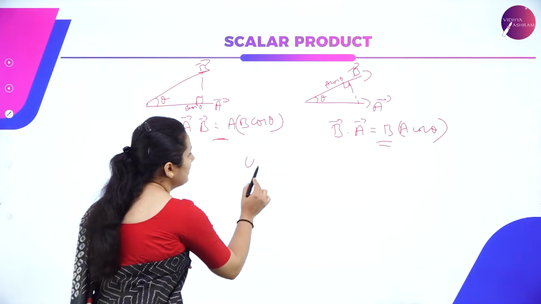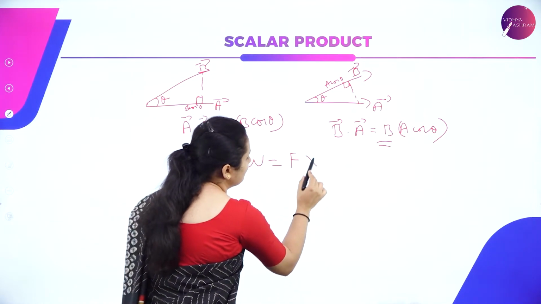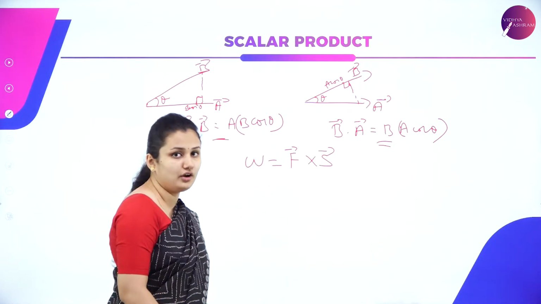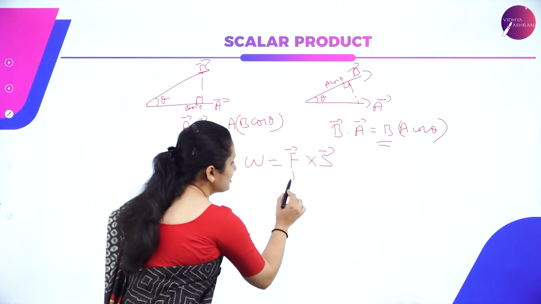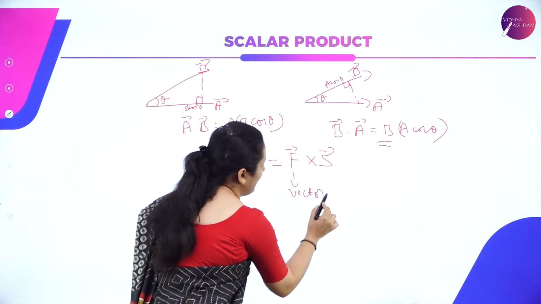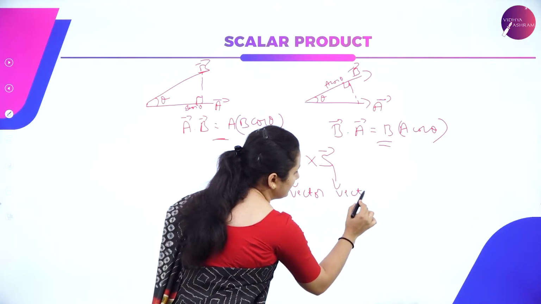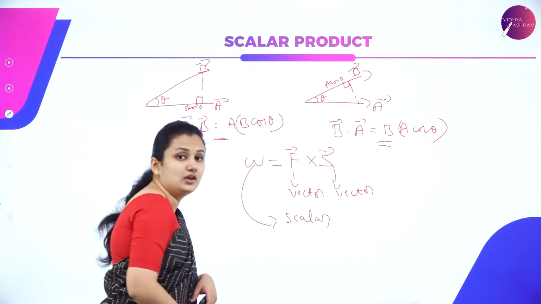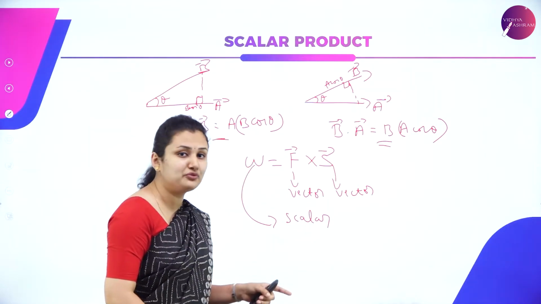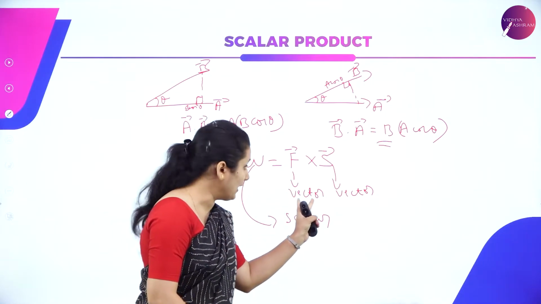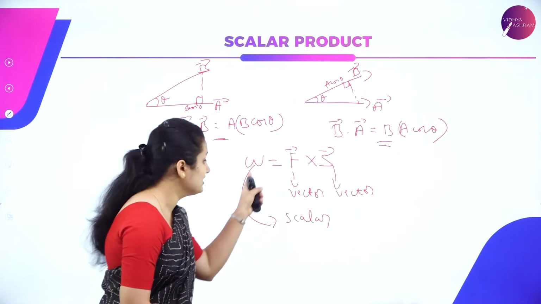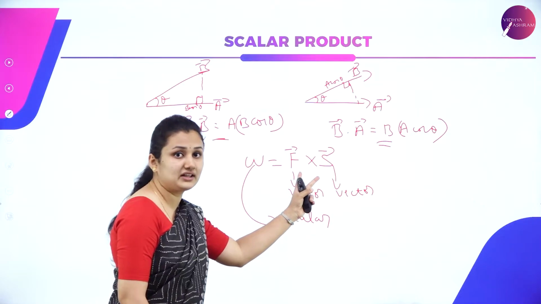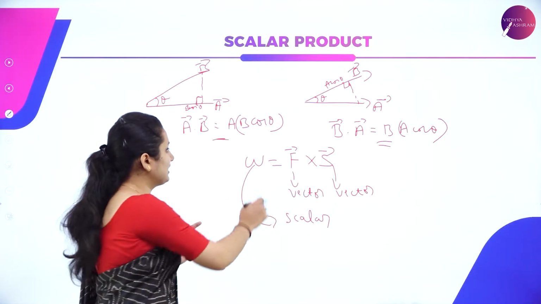So we know work is the scalar product of force and displacement. We know force is a vector quantity. We know displacement is a vector quantity, right? But what is work? Work is a scalar. Look at how beautiful it is. Multiplying two vector quantities, force and displacement, gives you a scalar quantity, that is work.